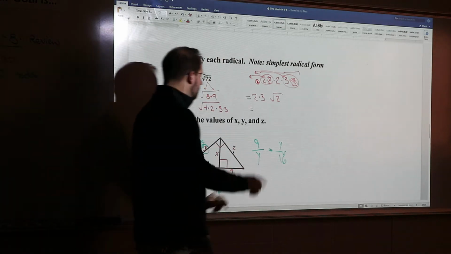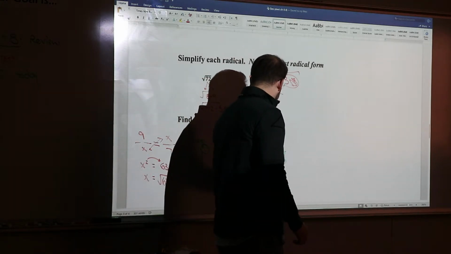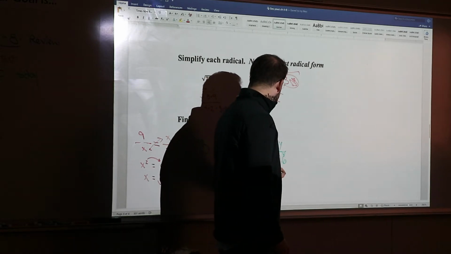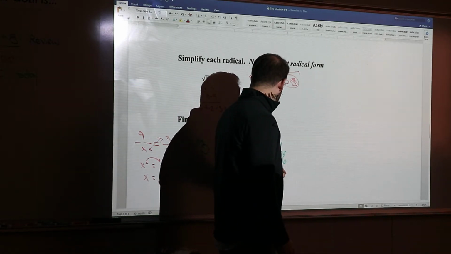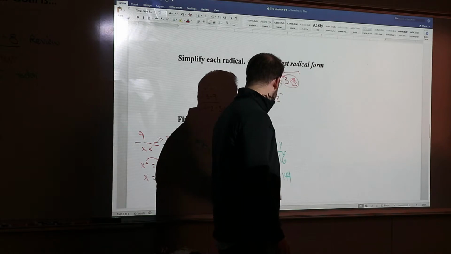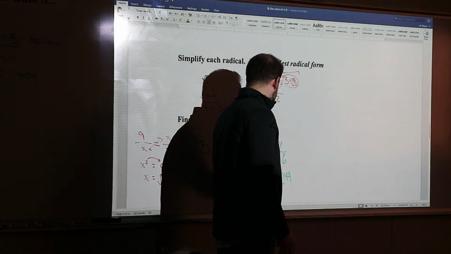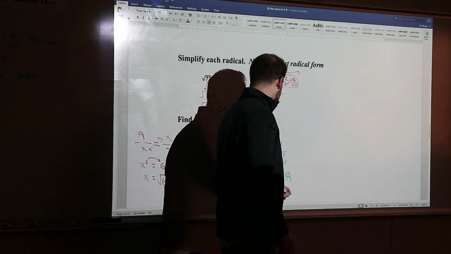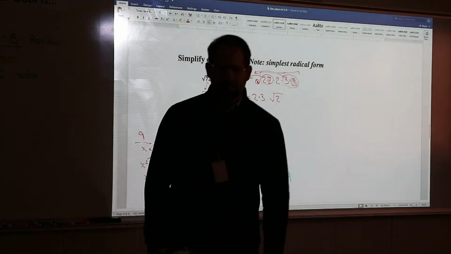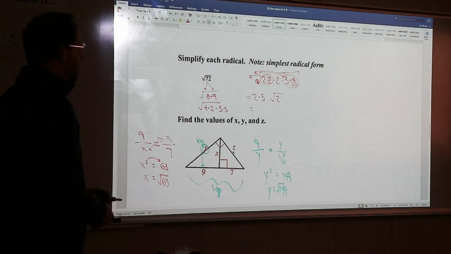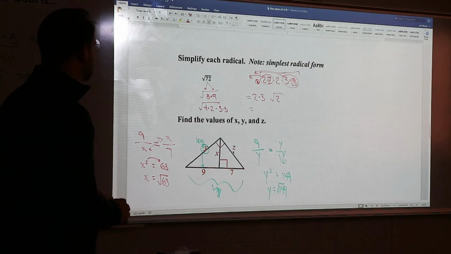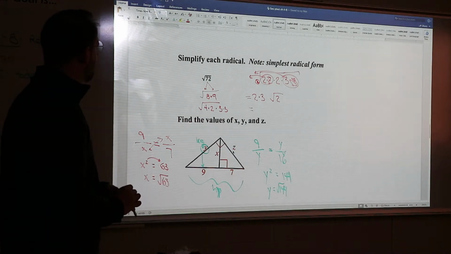So I've got y and y, so that's y squared. I'll take 9 times 16. What is that? 144. I'll take the square root of it. Is that right? Is that 9 times 16? Okay. And then take the square root of that, which actually turns out to be 12. It's actually a nice number. That's the length of y. Nice. And then you go after z.